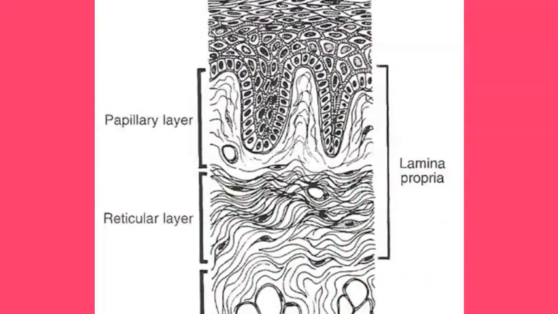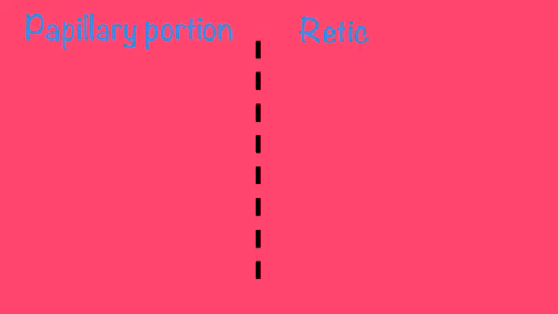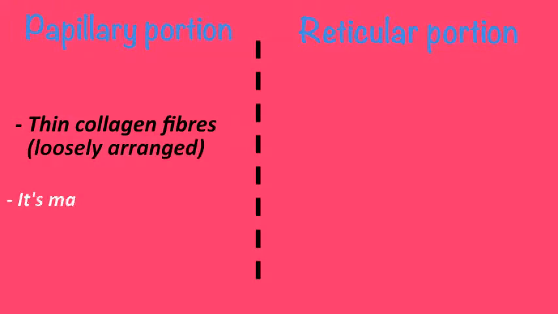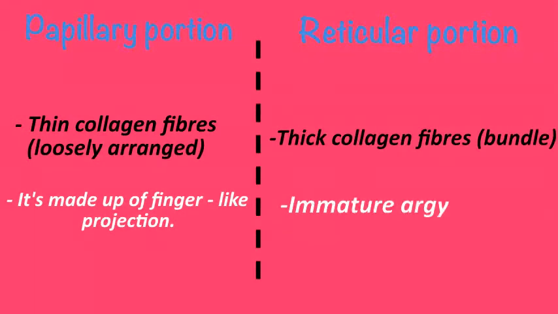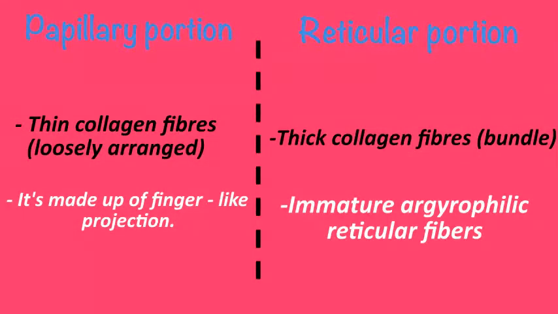The papillary layer is made up of finger-like projections of the connective tissue and contains loosely arranged, thin collagen fibers. The reticular layer is made up of thick collagen fibers which are arranged in bundles, and it contains fine immature argyrophilic reticular fibers.